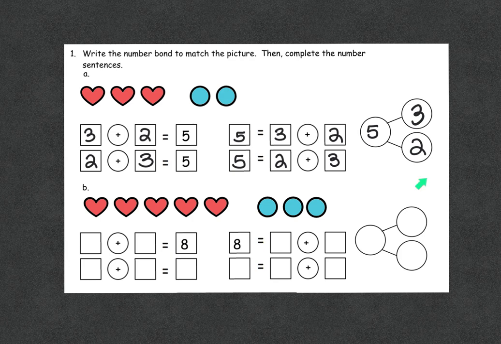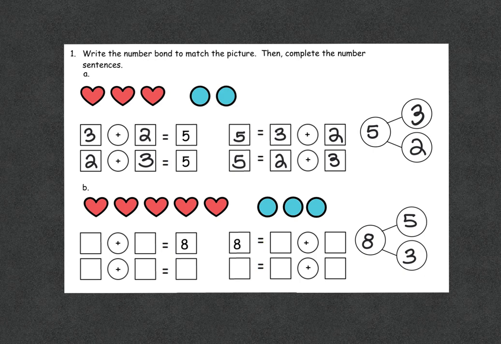First, let's do our number bond. We have 1, 2, 3, 4, 5 red hearts. And we have 1, 2, 3 blue circles. If we add the 5 hearts to the 3 blue circles, we can see that we have 8 objects total in the picture. Let's use our number bond to fill in the number sentences to the left.